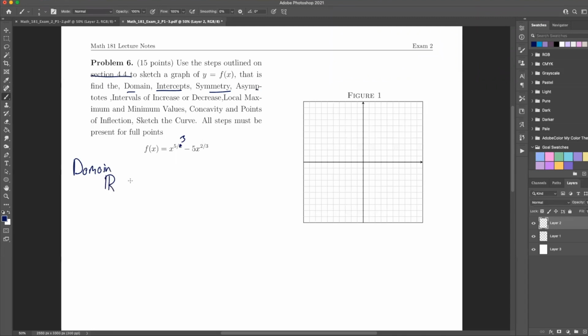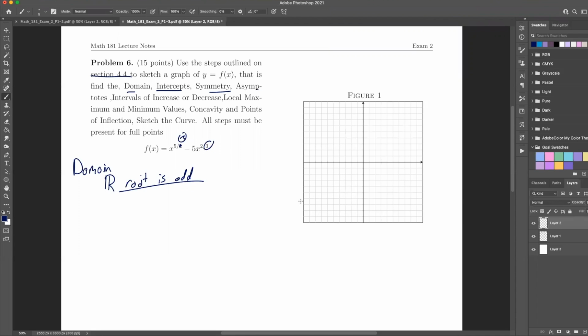And why is it all real numbers? Because this is a cubic root, and remember cubic roots can accept anything, because the root here is odd, and odd roots can take anything. You don't need to explain it, just tell me what the domain is. In this case, it's all real numbers.